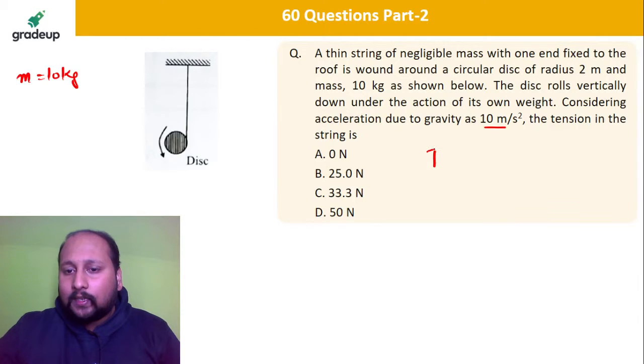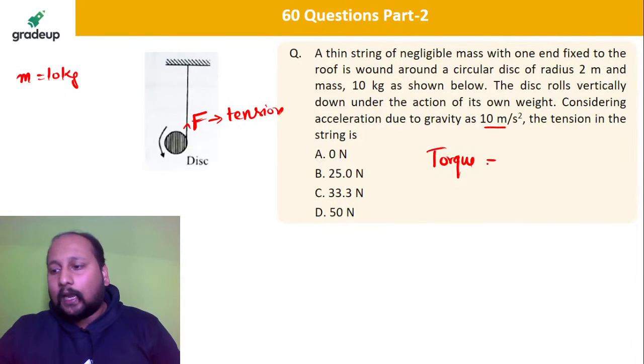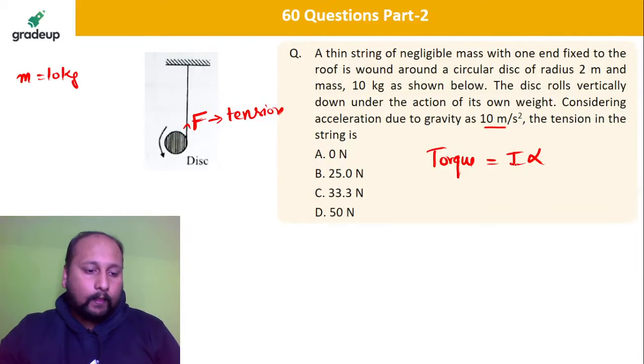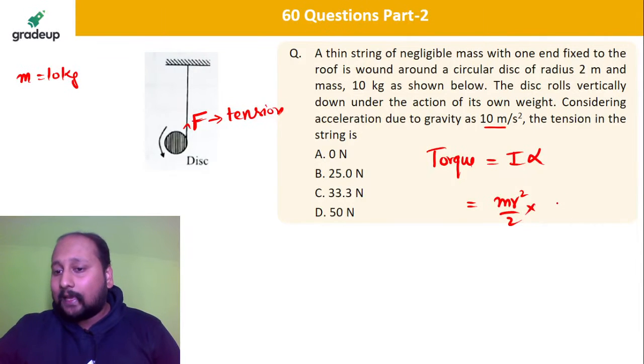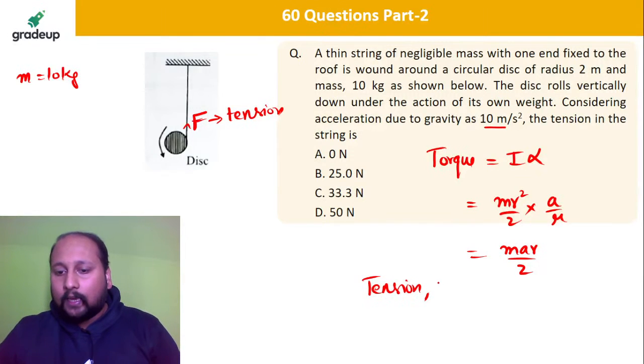So definitely there will be some torque on the string. Let us say this F is equal to tension in the string. So I can calculate torque is equal to I into alpha. What is I? That will be mr square by 2. Alpha is A by R. So I can say this is MAR by 2. And tension in the string, which is denoted by F, is equal to torque T by R.